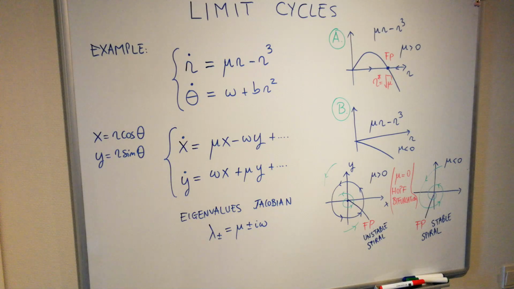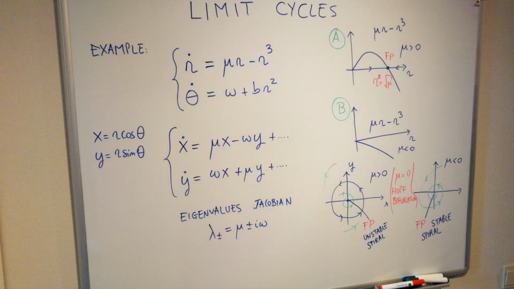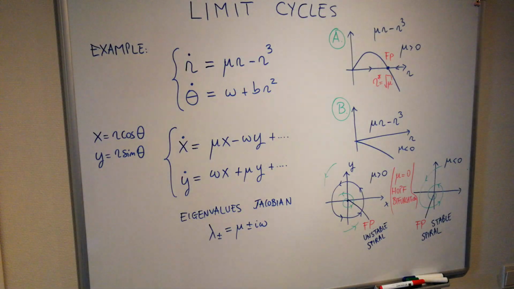Okay, this is yet another example and comes from the book of Strogatz. This is an example of a limit cycle of a system that I write like this in polar coordinates. I have two coupled differential equations, one for r and one for theta. r the radius and theta the angle, so these are polar coordinates. For r, there is the following differential equation: r dot equals mu times r minus r cubed, and theta dot is equal to omega plus b r squared. Mu, b, and omega are some parameters.